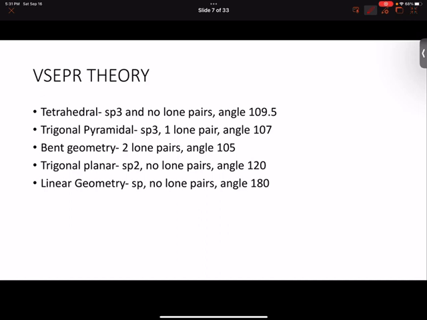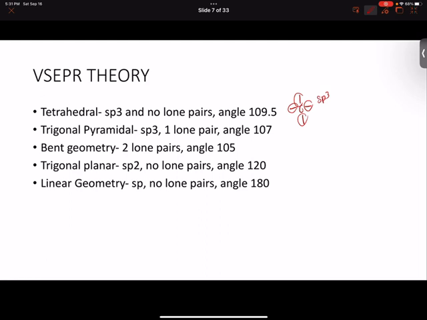Then B, VSEPR theory. So then you have to know the names of the structures. So we have tetrahedral, trigonal pyramidal, bent geometry, trigonal planar, and linear geometry. So tetrahedral, for example, is going to be shown like this. It's normally going to be an atom that is sp3 hybridized. So we have 1, 2, 3, 1, 2, 3, 4. And it's going to be sp3. As you can see, this carbon doesn't have any lone pairs, so it makes it a tetrahedral.